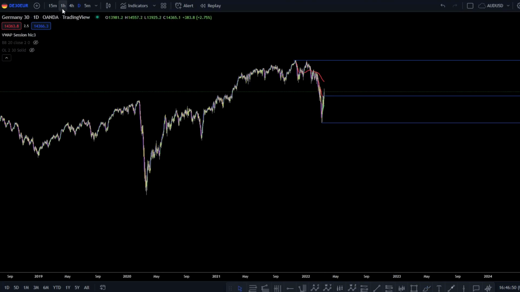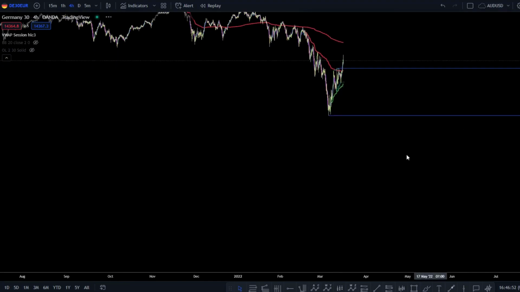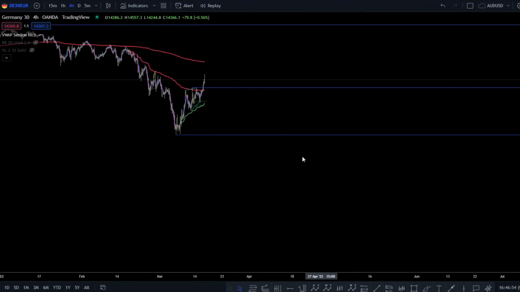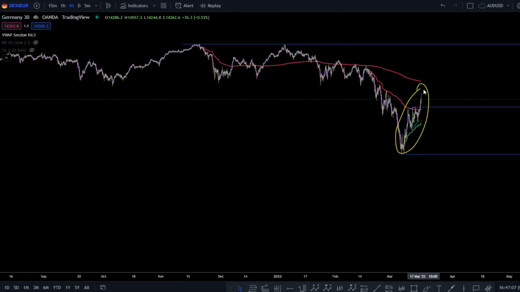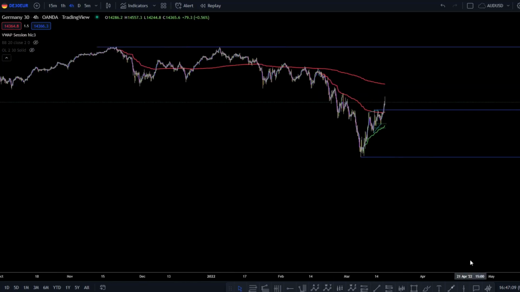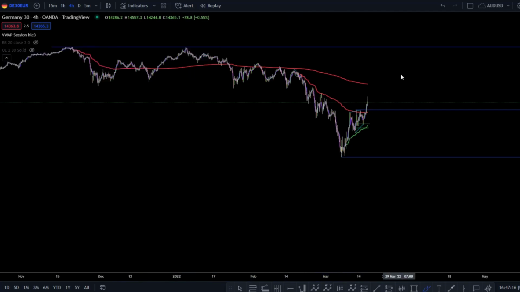So let's dive in on the 4-hour. Let's see if you could have taken advantage of this up move that has happened here. So let's begin with looking at these VWAPs. I have plotted in two anchor VWAPs. One from here, the beginning of this down move, and one from this impulse here.